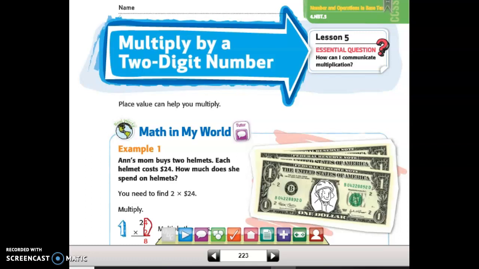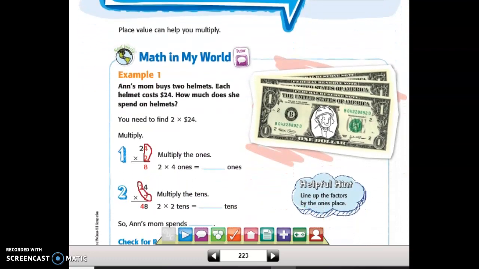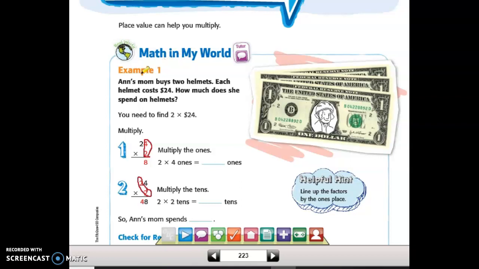Chapter 4, Lesson 5, Multiply by a two-digit number. And today we're going to use that standard algorithm that even your parents learned when they were in school. Place value can help you multiply.